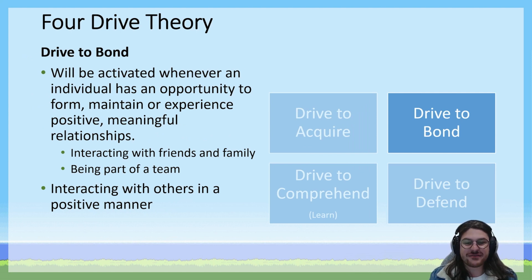The drive to bond is quite similar to the love and belonging motivator in Maslow's theory, in that the drive to bond will be activated when an individual has an opportunity to form or maintain relationships with people they care about, friends and family, and so on. Positive, meaningful relationships is the cause of activation for the drive to bond. So certainly, if you have an opportunity to go hang out with your friends, it's the drive to bond that's being activated, and that's why you might be motivated to do that.